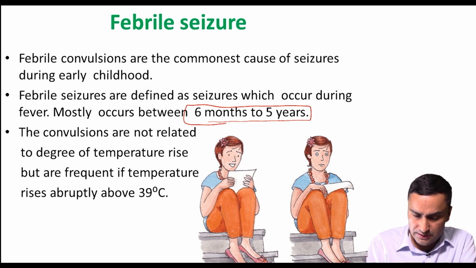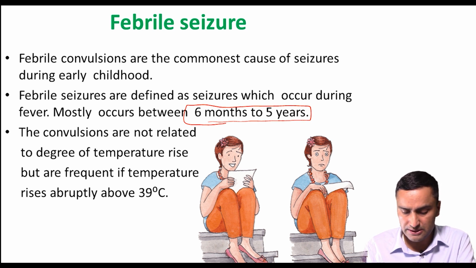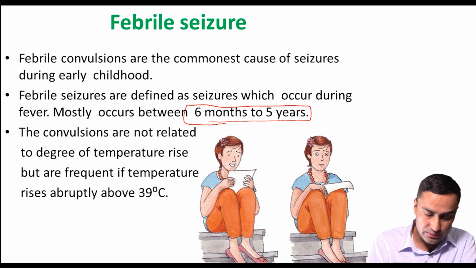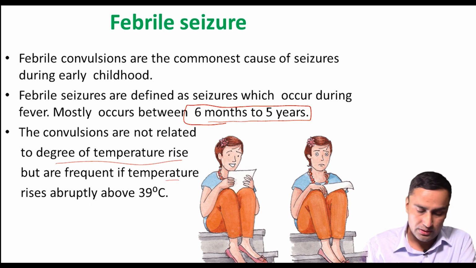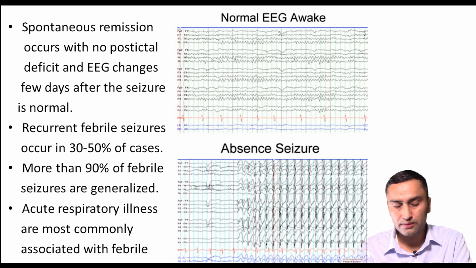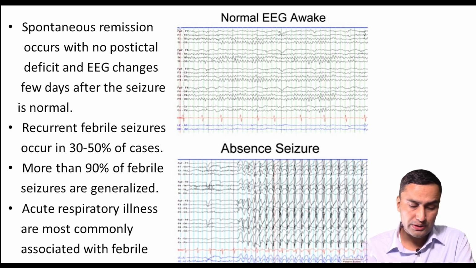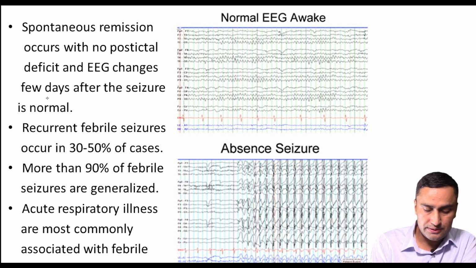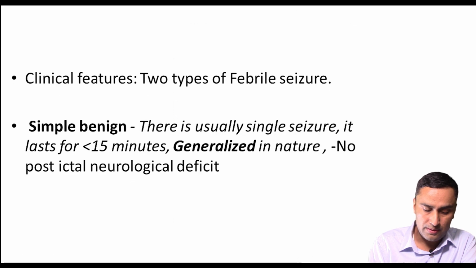It is generally present between the age of 6 months to 5 years. The convulsions are related to the degree of temperature rise, but are more frequent if temperature rises abruptly above 39 degrees Celsius. Spontaneous remission occurs with no post-ictal deficit, and the EEG changes a few days after the seizure are normal.